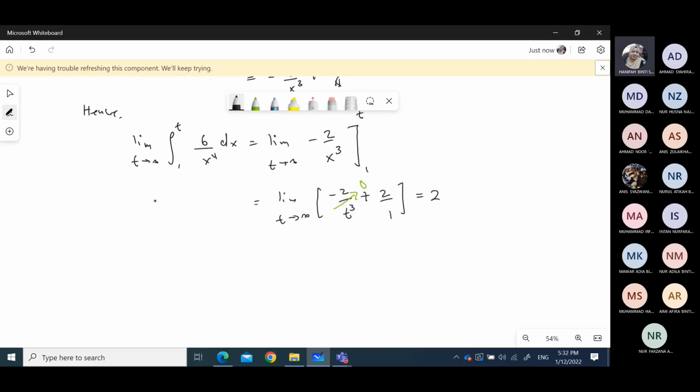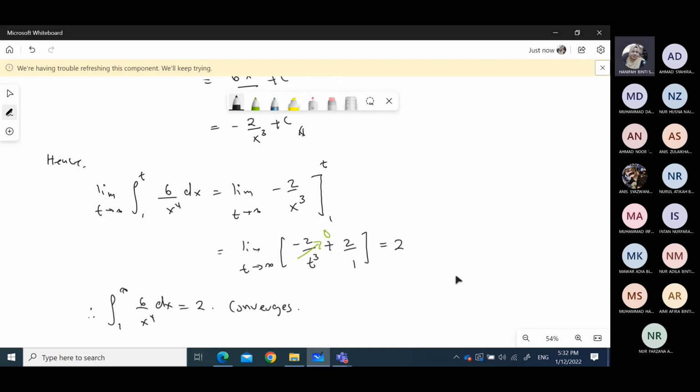Siapa tu dapat diverge? You dapat infinity. Saya salah kira, madam. Ha? Salah kira. Okay, so therefore the integral from 1 to infinity of 6 over x to the power of 4 dx is equal to 2. So the improper integral converge. Okay, converge ya.